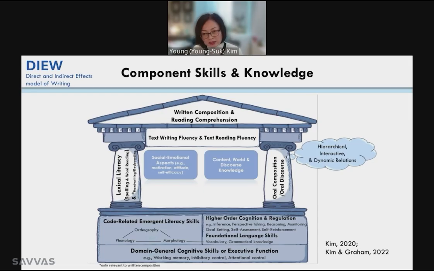And self-regulation includes setting goals, monitoring your own performance, self-reinforcement, etc. And then right underneath is foundational oral language skills, and they include your vocabulary knowledge and your grammatical knowledge, right? So that you can actually construct sentences. Now, at the very bottom are domain general cognitive skills or executive function, and they are at the very bottom because these are needed for everything above. So for vocabulary learning, I need working memory, right? I also need working memory for phonological awareness, etc., right? So that's why they're there.